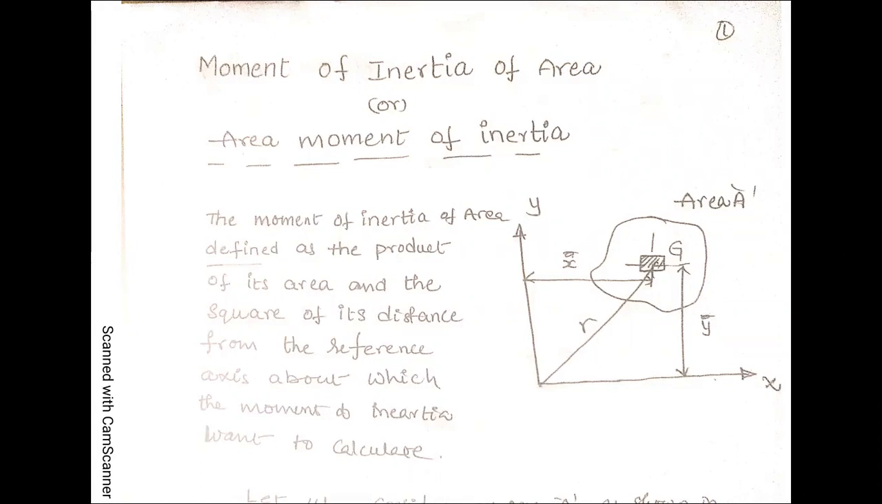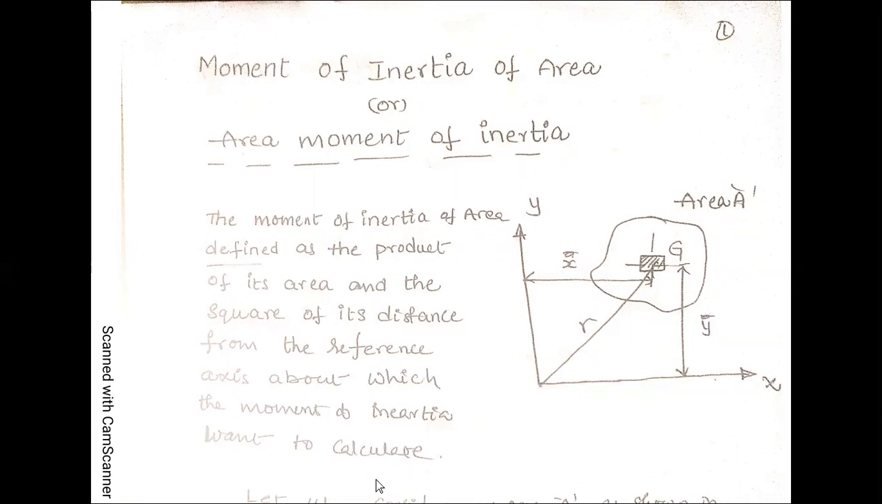So area moment of inertia can be defined as the product of its area and the square of its distance from the reference axis about which the moment of inertia is to be calculated. Simply, it's a product of area and the distance between centroid and reference axis.